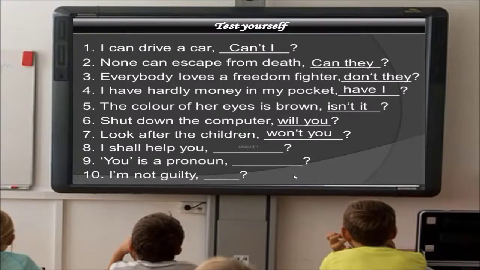Number 7. Look after the children. Won't you? Number 8. I shall help you. Shan't I? Number 9. You is a pronoun. Isn't it? And last of all, number 10. I am not guilty. Am I?